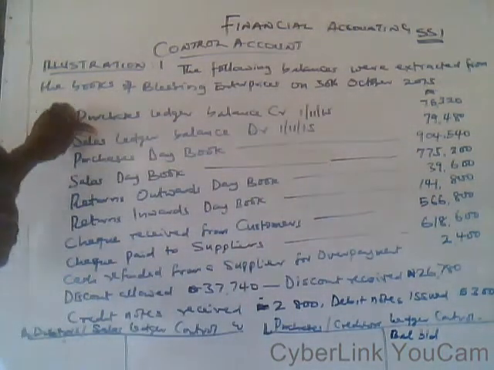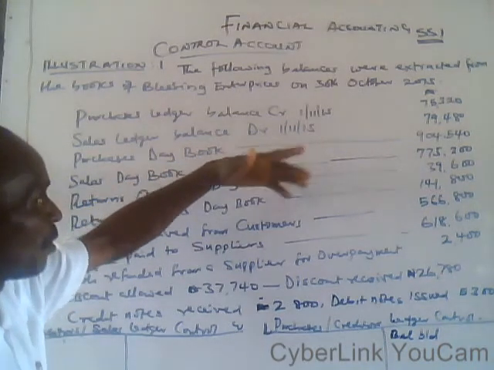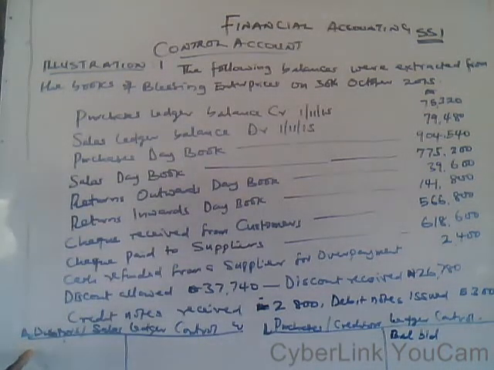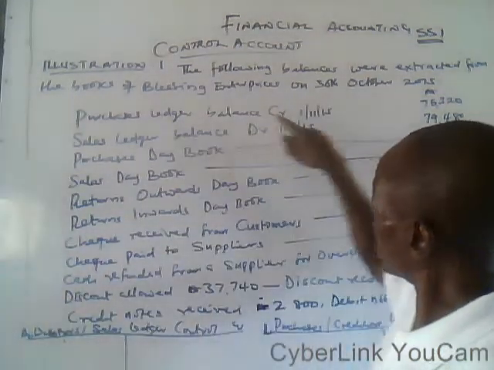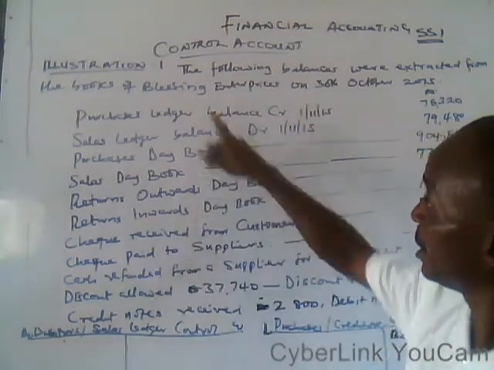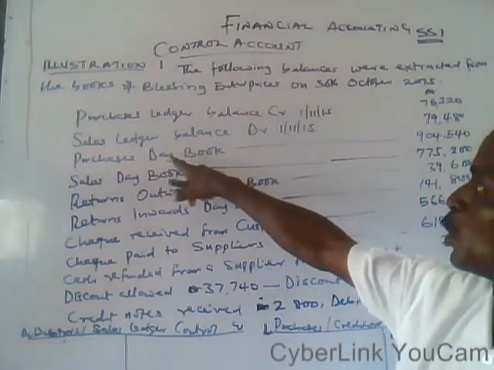The second one, you have a sales ledger balance debit, first day of the month or first day of the year, and debit, because the debtors account must have a debit balance. That's why you post the item to the debit side of the sales ledger control account. Because you have a debit, you post this to the debit side of the sales ledger control account, and the purchase ledger credit, you post this to the credit side of the purchase ledger control account, followed by the purchase day book.